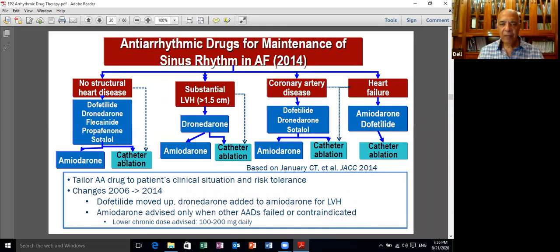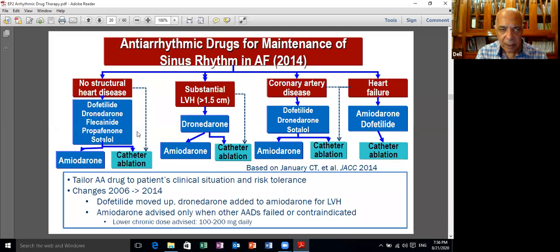Now, this is a very famous slide for the antiarrhythmic drugs which are used to maintain sinus rhythm in patients with atrial fibrillation. These are the latest guidelines. It divides patients with atrial fibrillation, which has been cardioverted into sinus rhythm, into 4 categories: no structural heart disease, substantial left ventricular hypertrophy, defined in these guidelines, it was 1.3, changed to 1.5, coronary heart disease, and heart failure. And as you see from the dotted arrows here, catheter ablation can be the first choice in all of them. But this is not the usual practice.